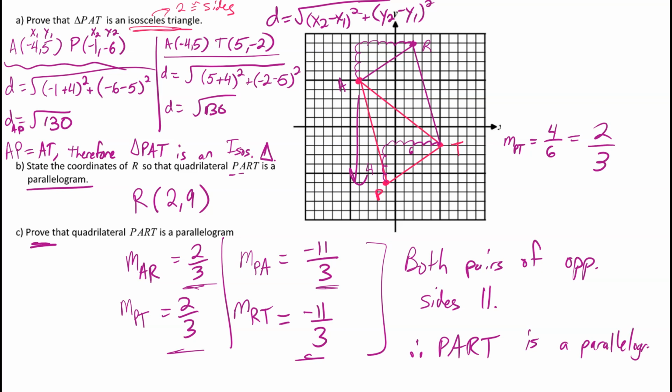Now there's lots of ways to do this. You could show that opposite sides are congruent using the distance formula. Really, we have one distance already, you'd have to do a few more here. Or you could show that one pair of sides is both congruent and parallel, but to me slopes is the fastest way to go about that.